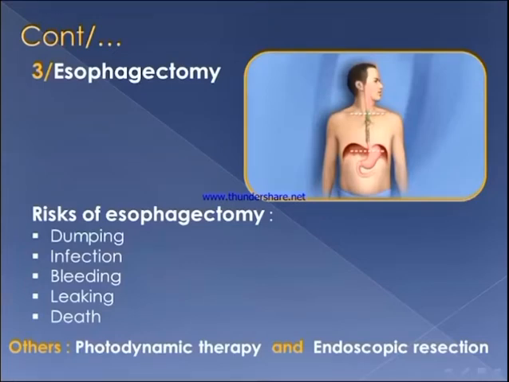The third means is esophagectomy. To remove the abnormal or cancerous cells, part of the esophagus is removed along with the top part of the stomach, with nearby lymph nodes. The remainder of the stomach is pulled up through the hiatus and attached to the remaining esophagus.